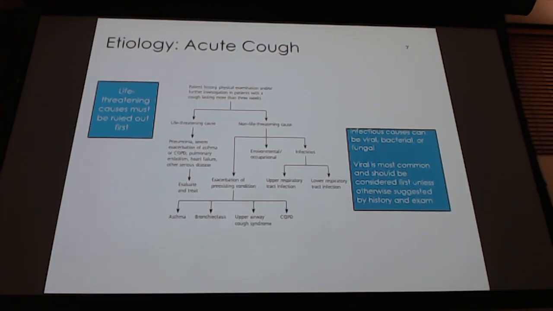What meds are they on? Recent illnesses, exposures. What do they do for a living? What have they been exposed to? And then if it's life-threatening, obviously, out the door, get them onto a higher level of care. If it's non-life-threatening, then we start to look into other areas. Could it be infectious? Could it be environmental?